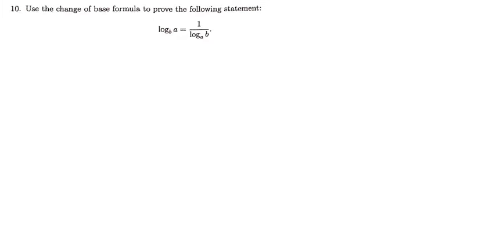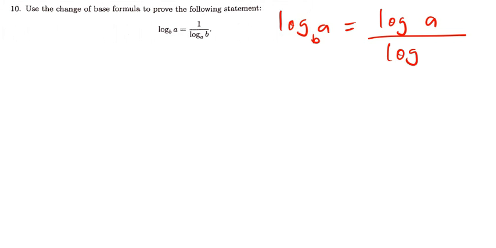So let's talk about question 10, which is saying use the change of base formula to prove the following statement. So log a base b is equal to 1 over log b base a. So let's change the base now. We are changing the base of this to base a. So when you want to change the base to base a, you just write log, write a there, leave a space, then log, write b here. Later on, come and put the base to be there.